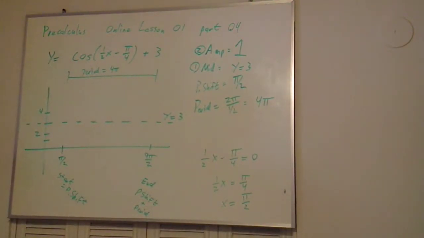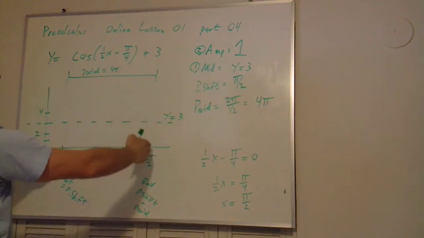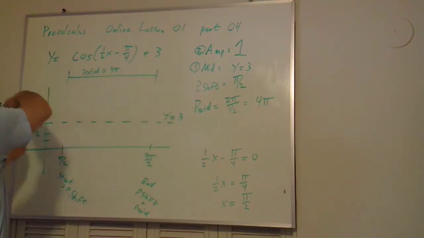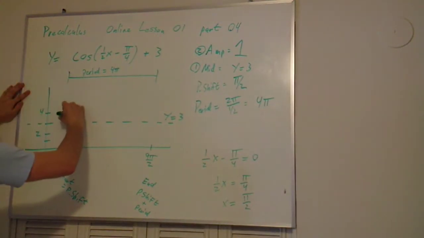So first thing that we should do is list them all out and figure what they are. The midline is y equals negative 2. The amplitude is 2.